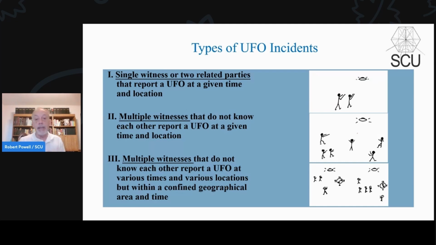Now, category 3 is what I consider the very best of all. In this, not only do you have multiple witnesses, but it occurs over multiple points in time and various geographical areas within a confined geographic area. For example, some of you may be familiar with the Levelland reports that happened back in 1957. You've got different witnesses that don't know each other. You've got a specific geographic area, but the sighting reports are being made in different parts of that area, and it's over a varied period of time.